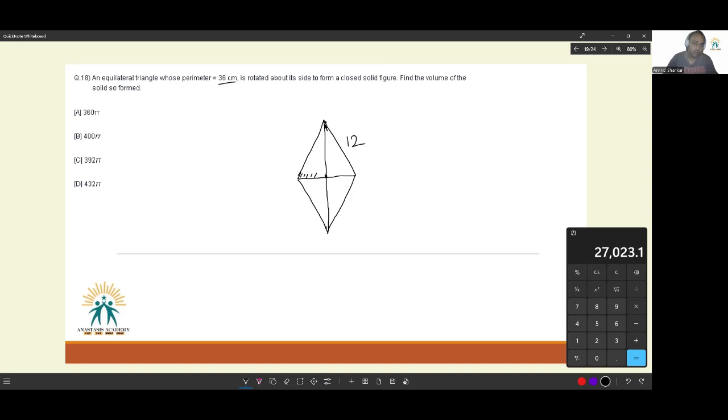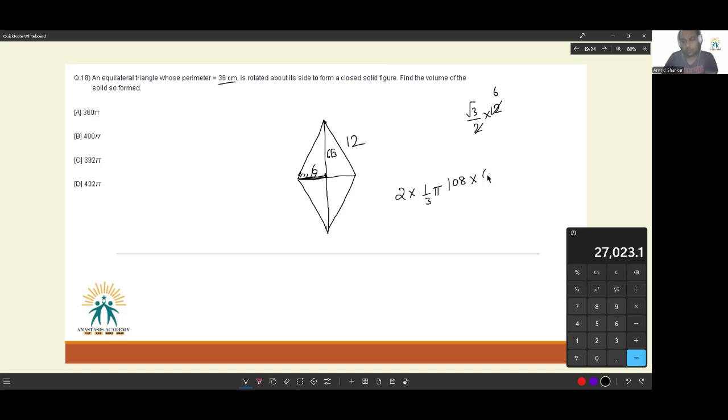The radius of the base of the cone will be the height of the triangle, and the height of the cone will be half the side. So this is 6. The height of the triangle is root 3 by 2 into 12, so 6 root 3. So the volume of the solid so formed will be 2 into 1 by 3 pi, 6 root 3 whole square is 108.